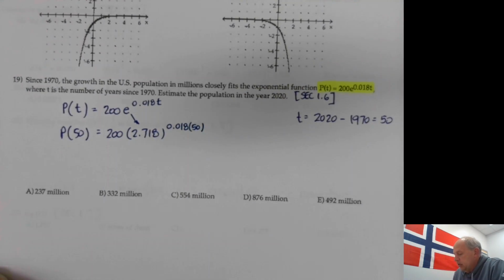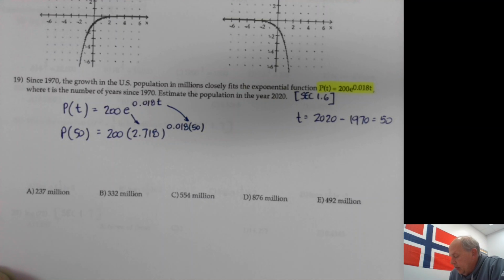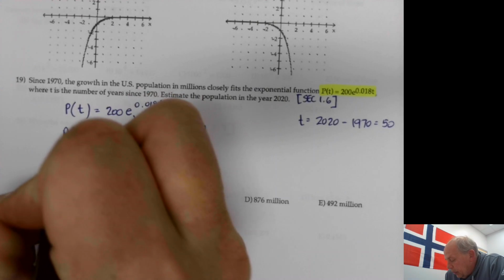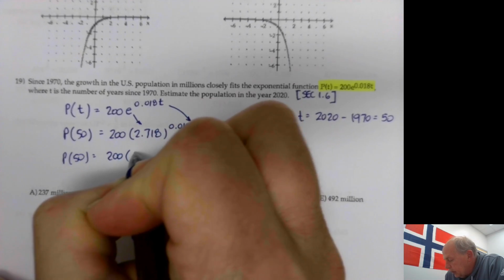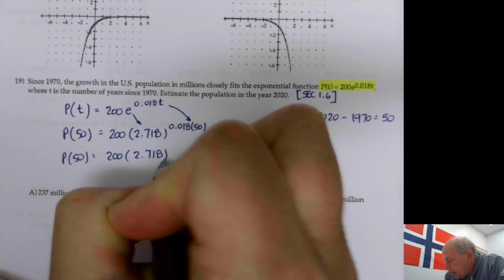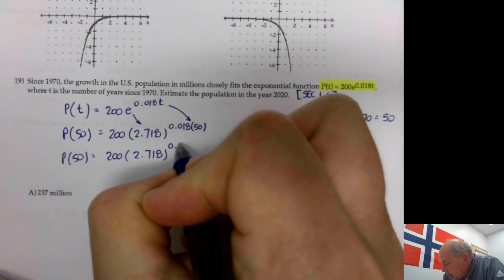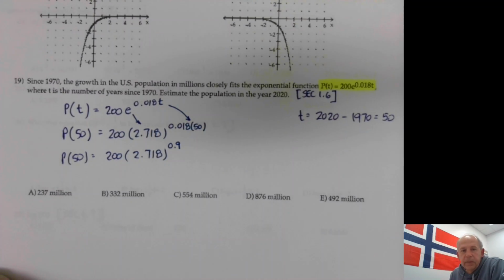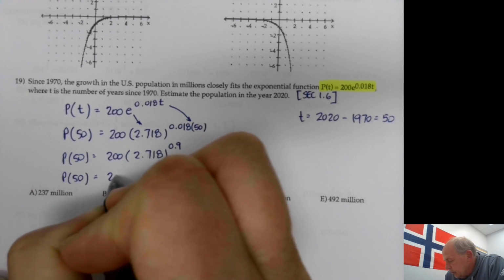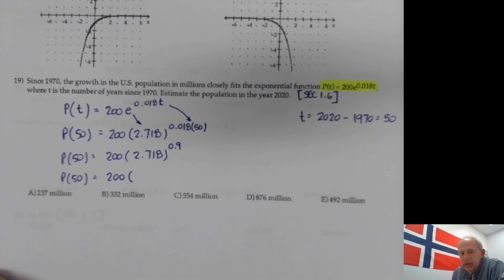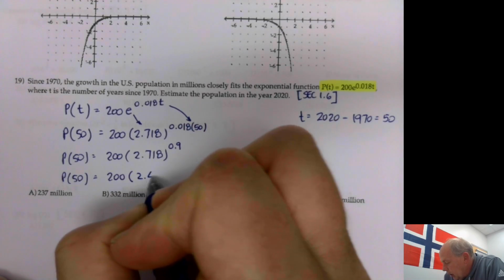My t is 50, so I plugged 50 into the model. The population after 50 years, I'm going to do a lot of calculator work here. 2.718. 0.018 times 50 is 0.9. So the population after 50 years is 200 times 2.718 raised to the 0.9 power.